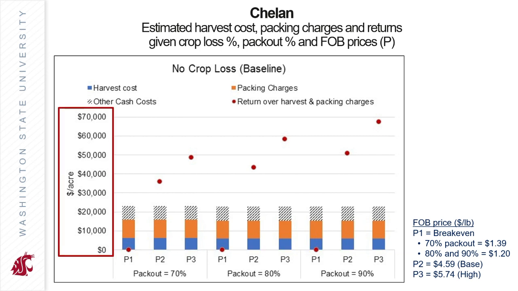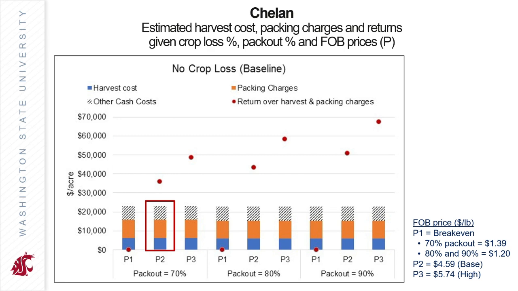The vertical axis gives us the values of the bars and red dots in terms of dollars per acre. The blue column refers to the harvest cost, orange to packing charges, and the gray lines to other cash costs.